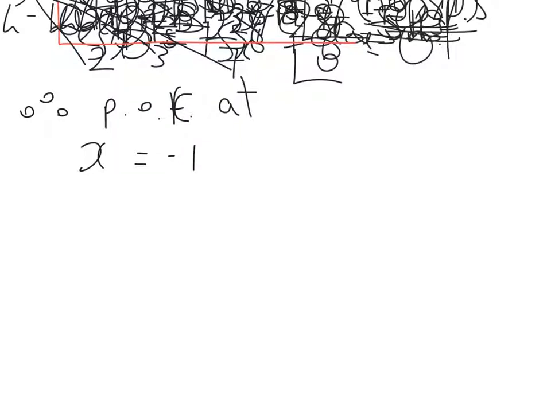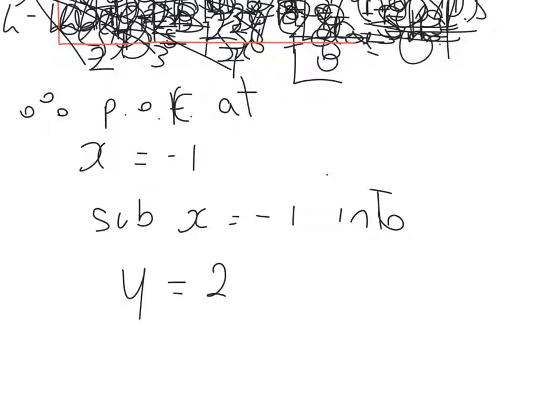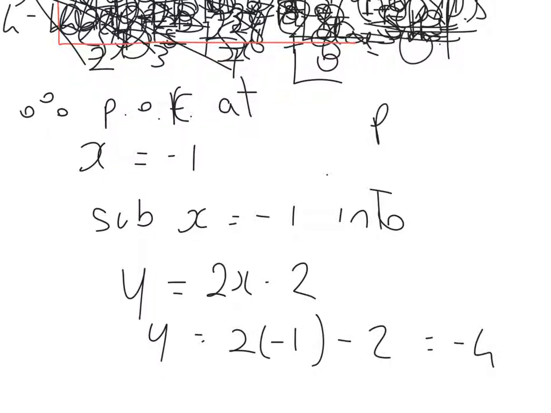I'm now looking to find the y coordinate, so sub x equals minus 1 into one of the equations for y, and I'm going to choose y equals 2x minus 2. So that's y equals 2 lots of minus 1 minus 2, which is equal to minus 4. So the point of contact is, as was required, minus 1, minus 4.